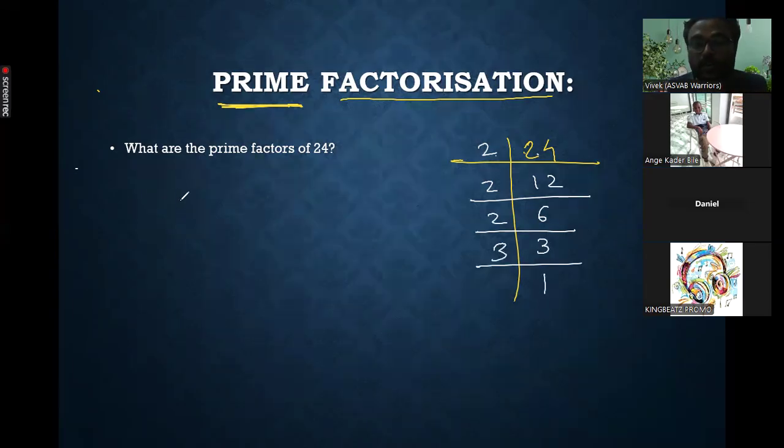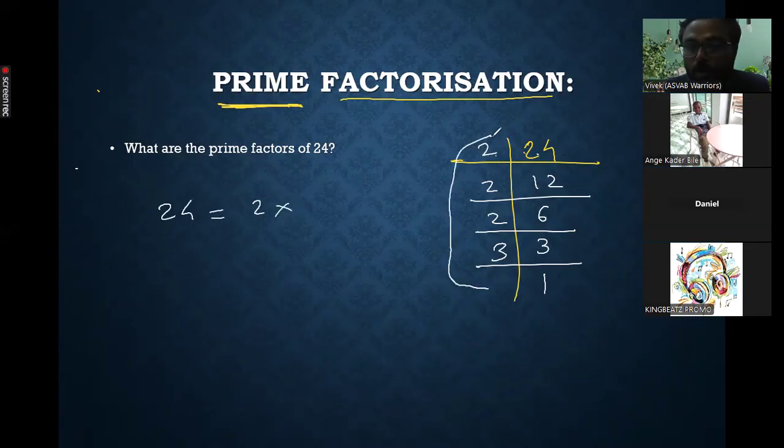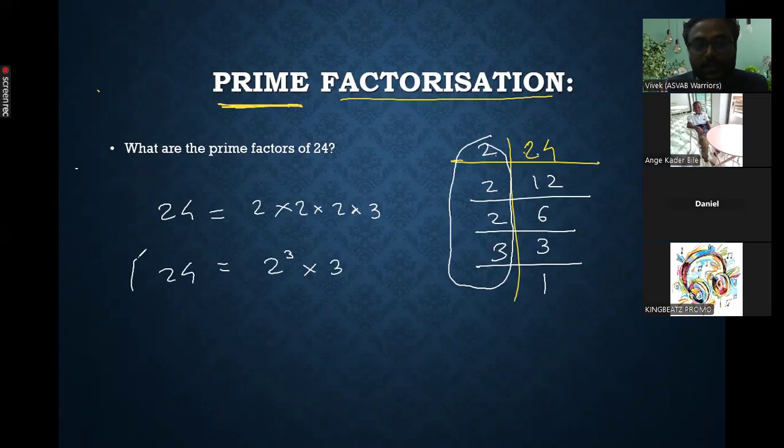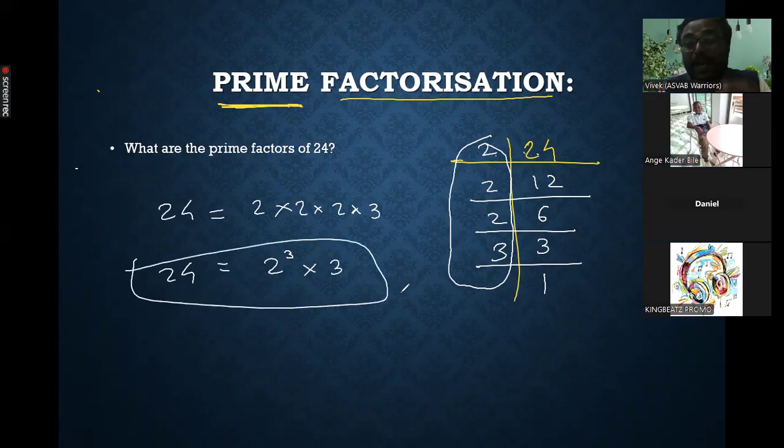So 24 can be written as the multiplication of all these numbers over here: 2 times 2 times 2 times 3. Now, this 2 times 2 times 2 can be written as 2 to the power 3 times 3. So this is how you write the prime factorization of any number.